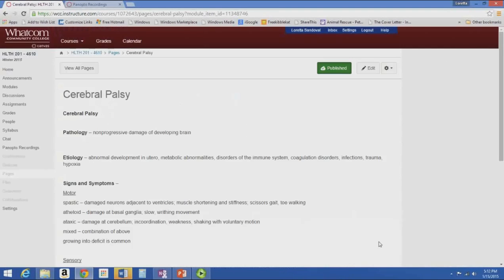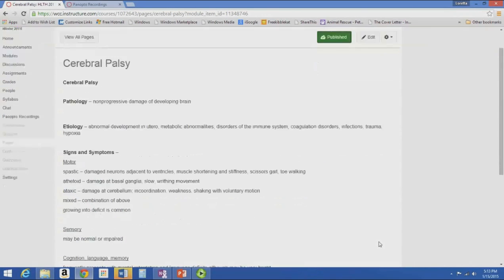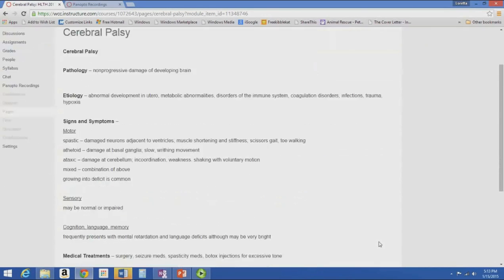So CP is the other developmental disorder that I want you to know about for the test, and you need to know that the pathology is a non-progressive damage of the developing brain. So once the damage has occurred, it does not progress beyond what has already occurred. The etiology can be abnormal development in utero, metabolic abnormalities, disorders of the mother's immune system, coagulation disorders, infections, trauma, or hypoxia at birth.